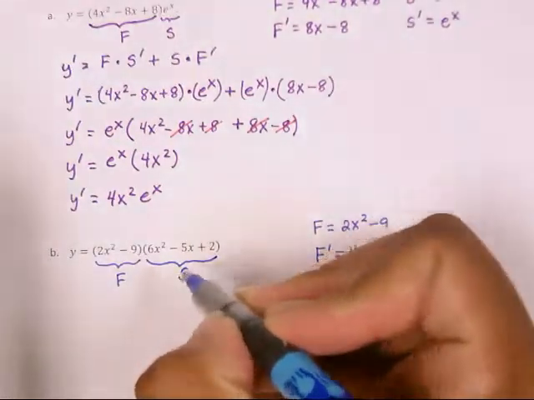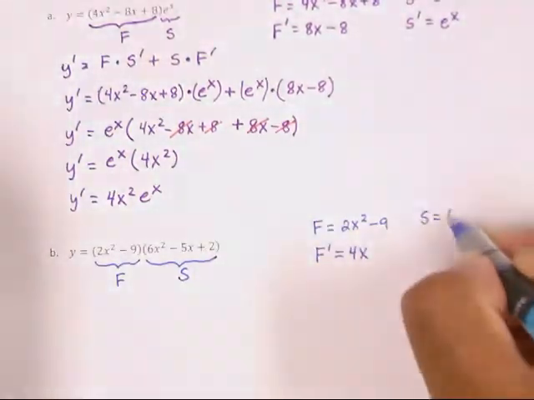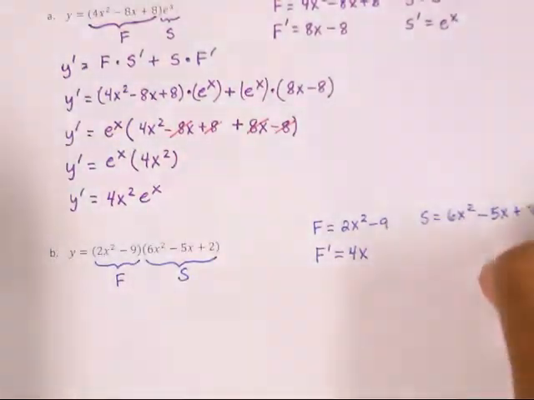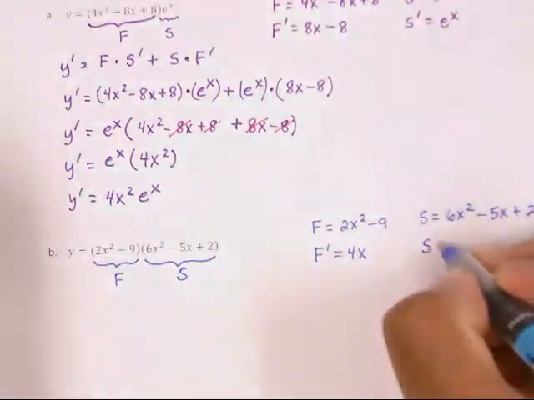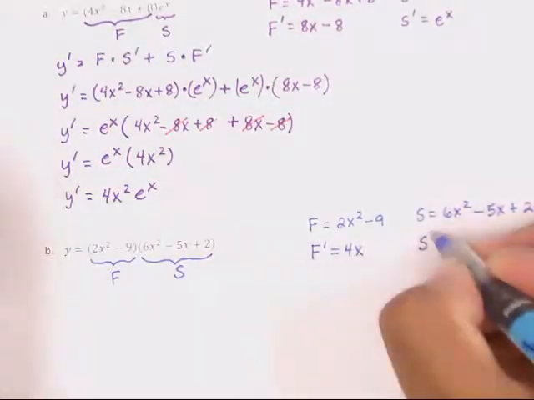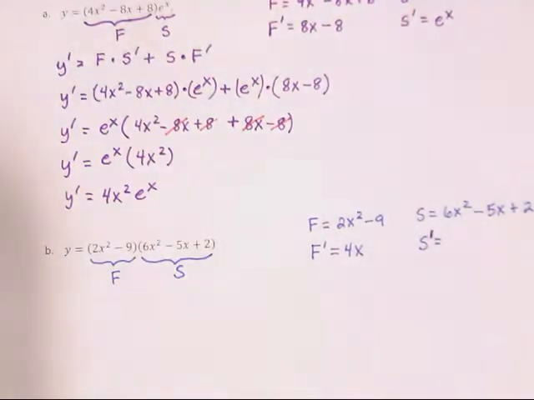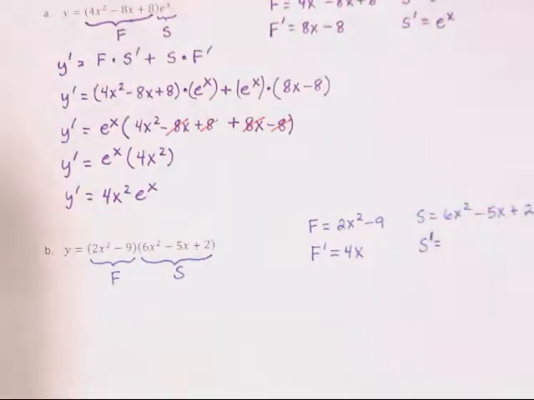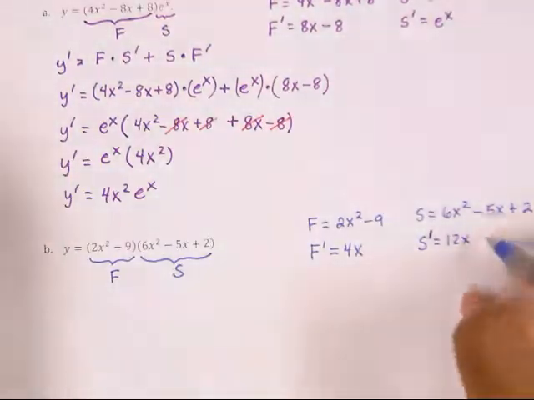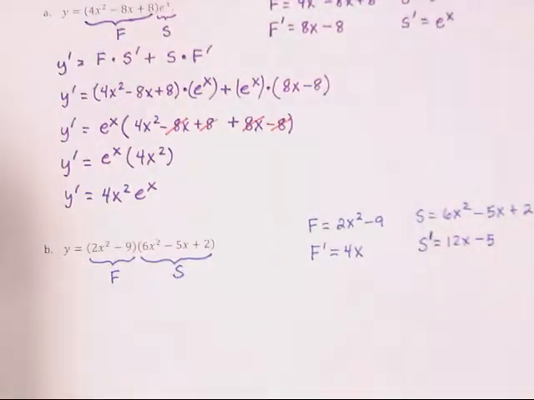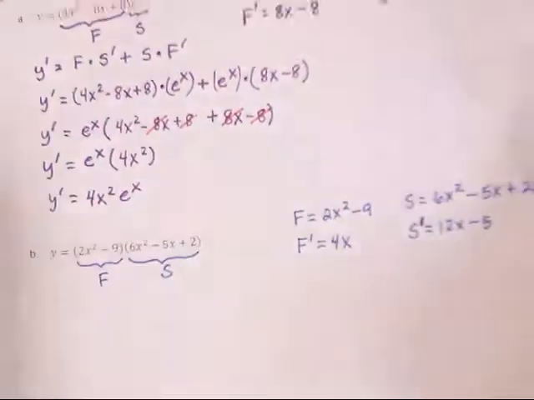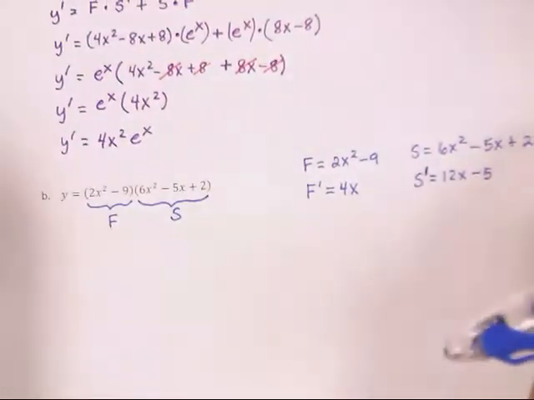And then the second is that 6x squared minus 5x plus 2. So in this case here, if I take its derivative, which is going to be s prime, that would be the derivative of the second function. Here, 6x squared, its derivative will be 12x. Minus 5x, its derivative is going to be minus 5, and the plus 2, its derivative is 0. Okay, so this is what I have here.